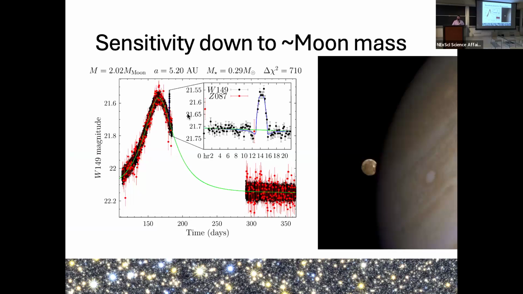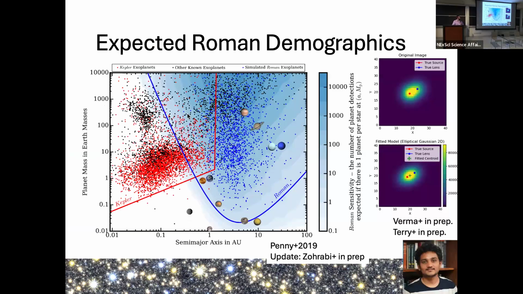This is a simulated event of a Ganymede mass planet. And by doing this over 5 years and from space, it will measure the separations of the lenses and sources for most of its events and get masses too. So I'll stop there, and thank you.